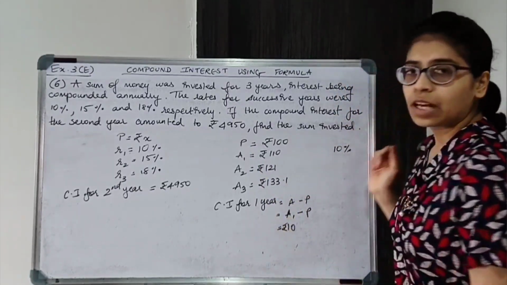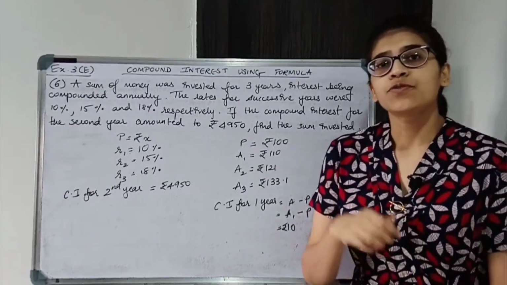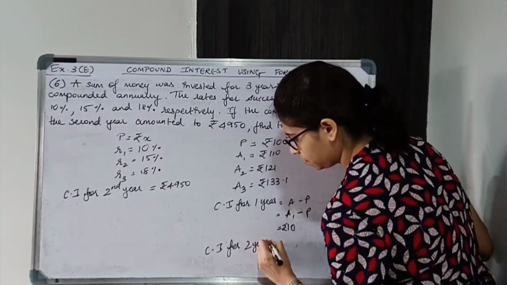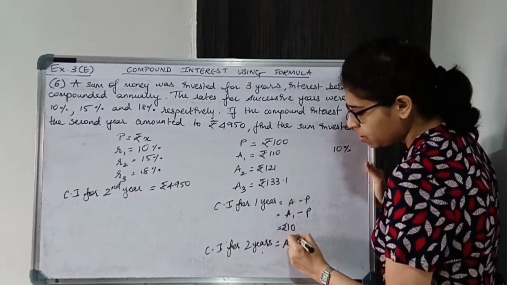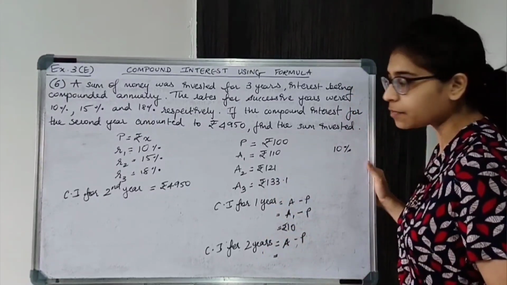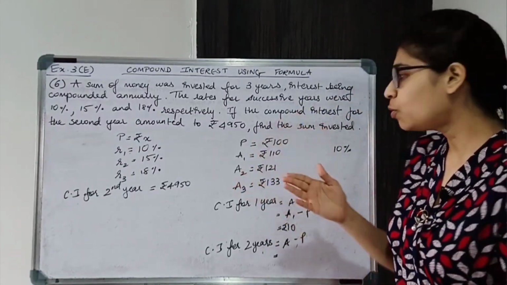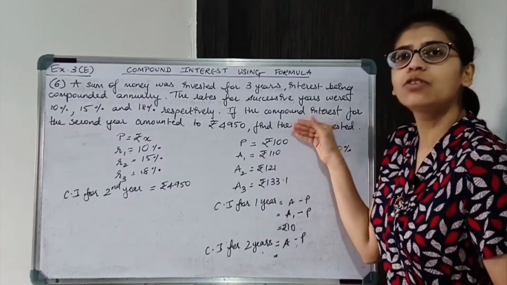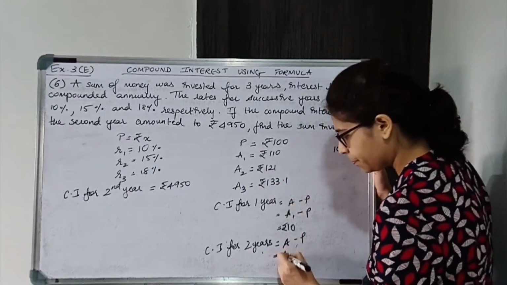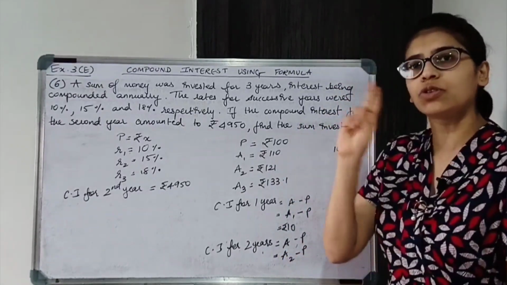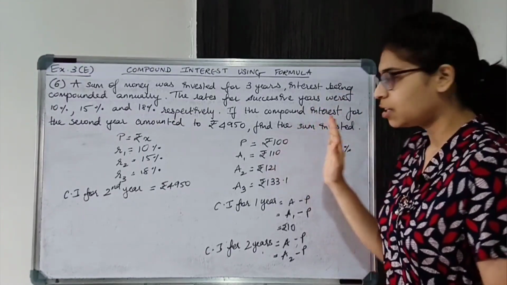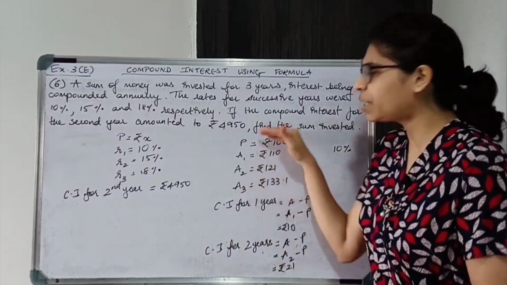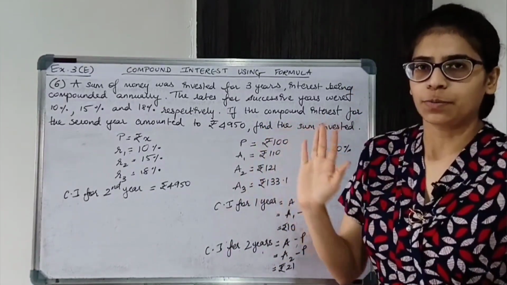Correct? Now what if you need to find the compound interest for 2 years? Again amount minus principal. Which amount, which principal? You have to find for 2 years, so you will consider the amount for 2 years, that is second year, minus the original sum. Correct? Because you are finding for both the years. So second year minus the original. So that will give you 21 rupees. Same thing for 3 years. You will take A3 minus P and that will get 33.1 rupees.